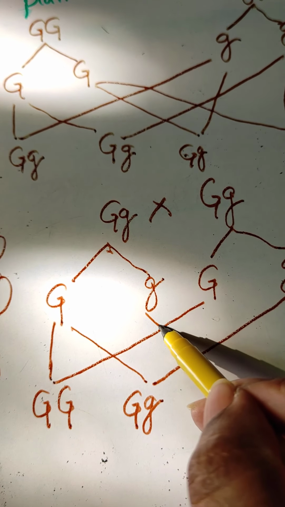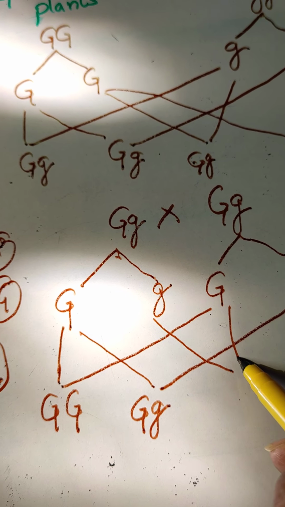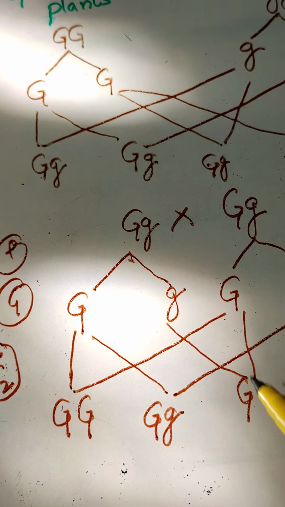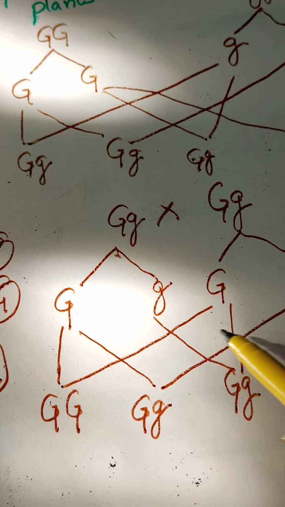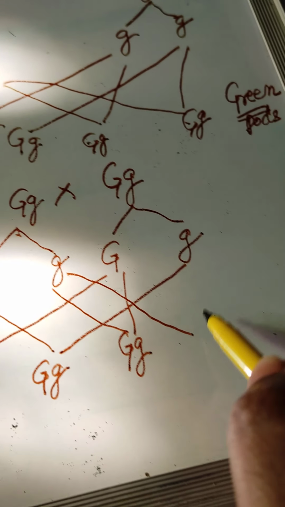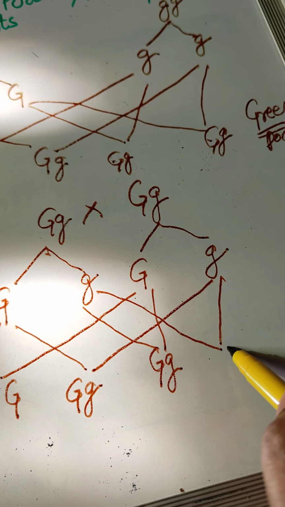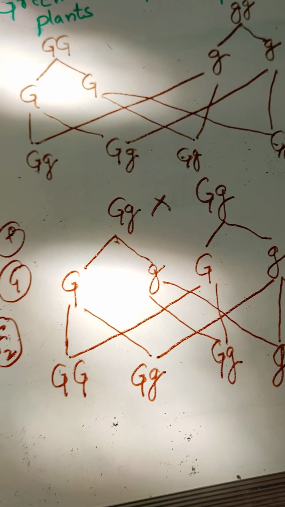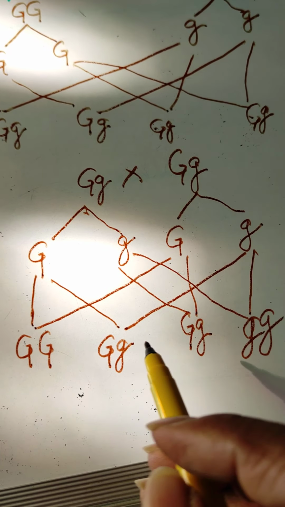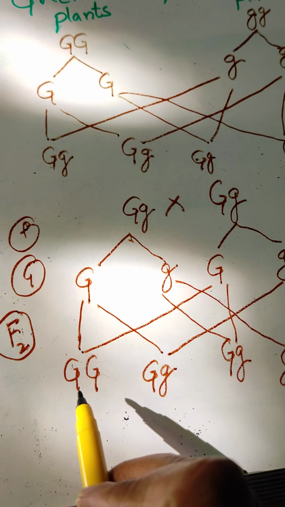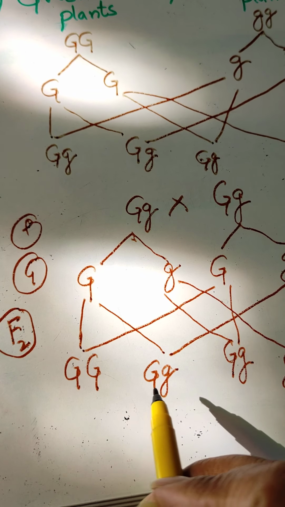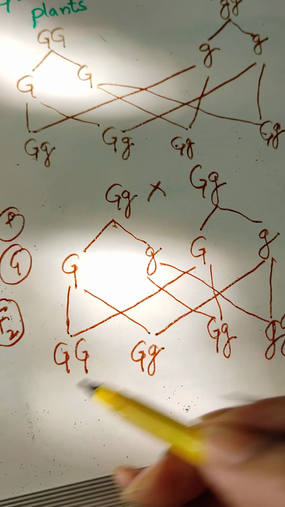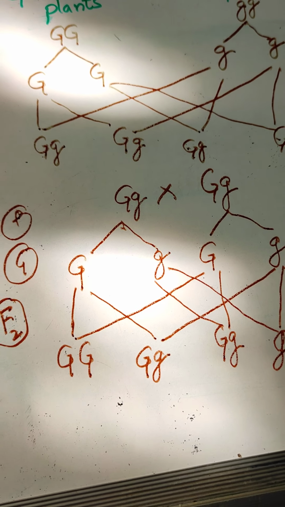What if this gamete is used? Capital G from this parent and small g from this parent. This is fused with this one, small g and small g. So we can see the 4 plants: capital G capital G, capital G small g, capital G small g, and small g small g. The genotype is different.